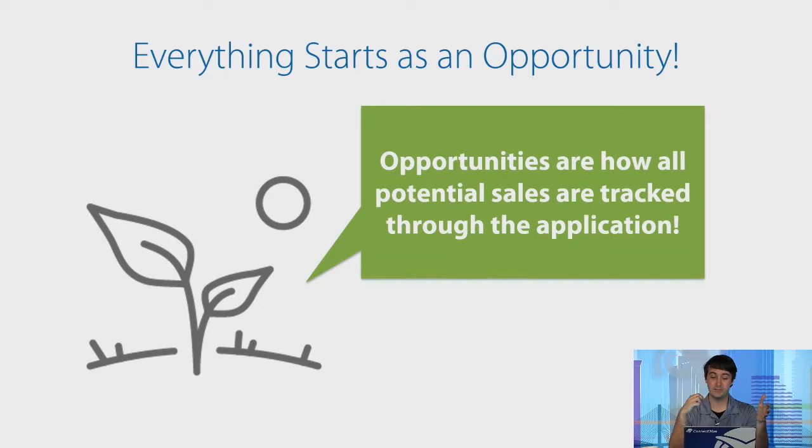So what is an opportunity? It's going to be how all our potential sales are tracked throughout the application. It tracks not only what we're selling, using the actual products in our system or estimates if we're not quite sure what we're selling yet, but we know how much we're hoping to make.